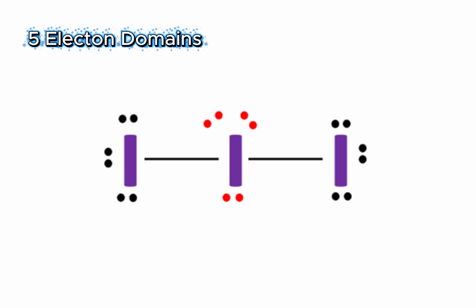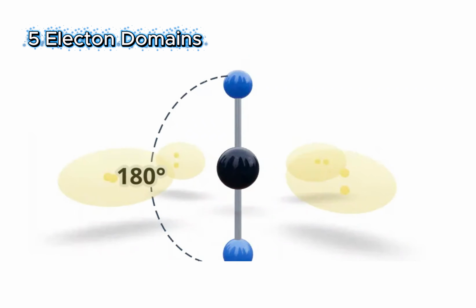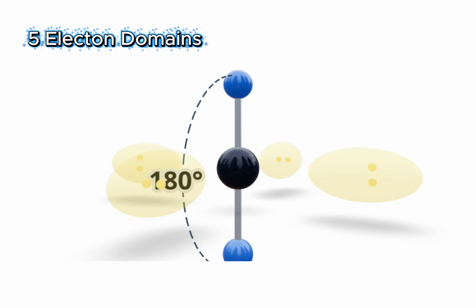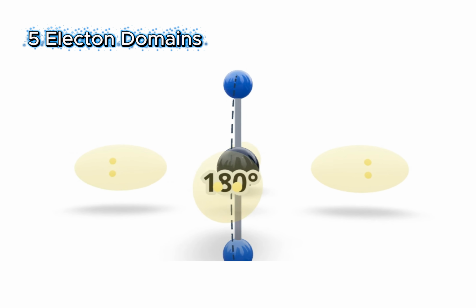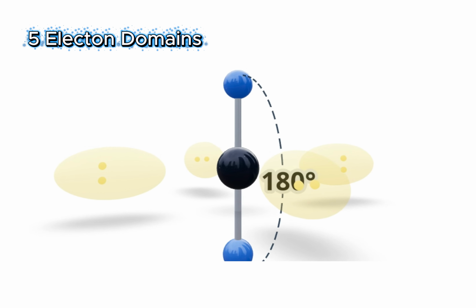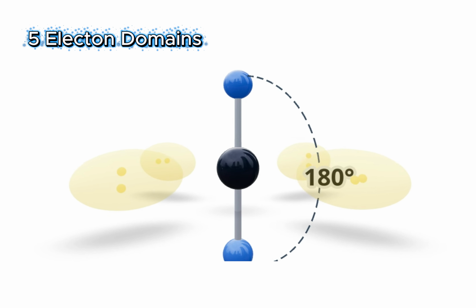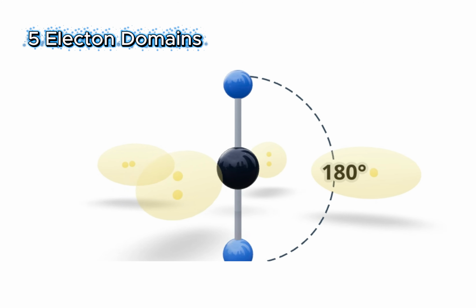Because these 3 bulky lone pairs push equally in all directions along the flat middle, their forces perfectly cancel out. Only the top and bottom bonds remain, giving us a straight linear structure with a perfect 180-degree angle.